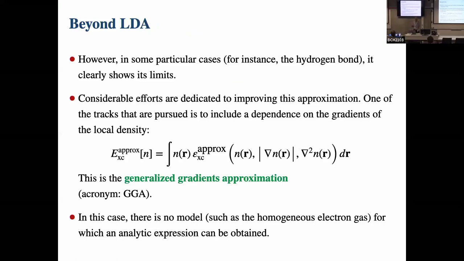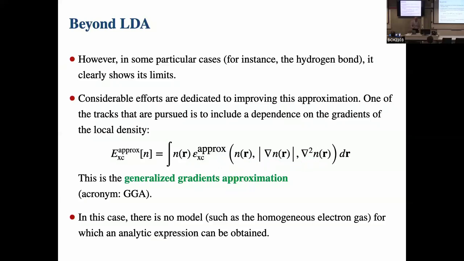But there are a number of cases where it doesn't work. For instance, the hydrogen bond, it is well known that LDA is a problem with that. And so people came up with other approximations, one of which is the so-called generalized gradient approximation, that basically says that this exchange correlation depends not only on the density at the point that we're considering, but also on its gradient, hence the name generalized gradient approximation.